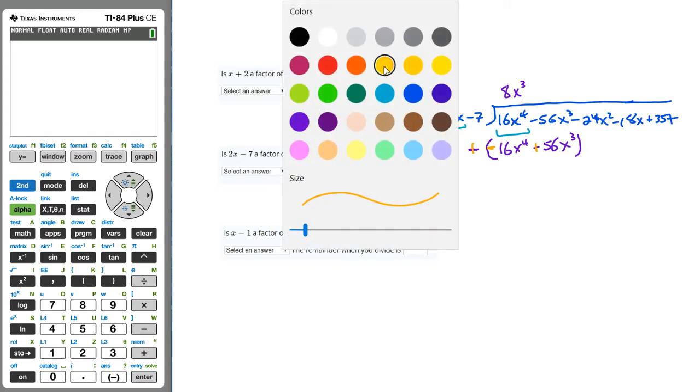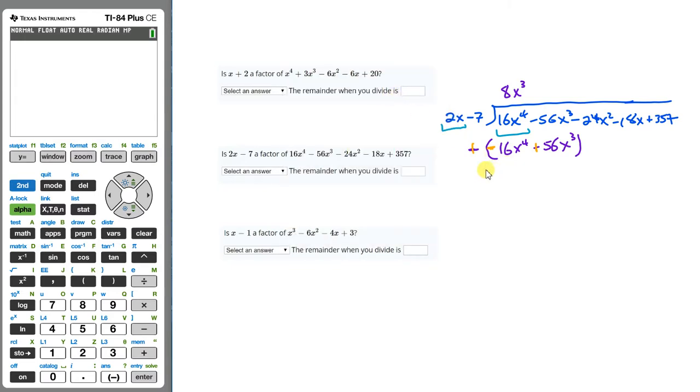All right, so now let's go ahead and add this up. So what do we get? 16 plus negative 16 on the x to the fourth, those are like terms, get 0. Okay, negative 56x cubed plus positive 56x cubed, you get 0. That doesn't always happen. The first term should always go away because you chose this term in the answer so that it matched, so it multiplied down and matches the first term. So that first term should always go away. The second one going away, that's kind of unusual, but it did in this case. So the x cubes went away.